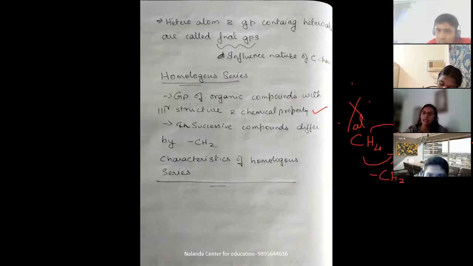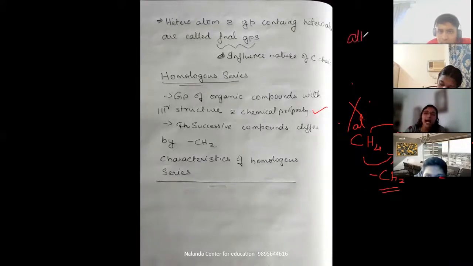From C1 it became C2, so 1 carbon has increased. From C2 it became C3, so 1 carbon has increased. From H6 it became H8, so 2 hydrogens have increased. So between every pair, there will be an increase of 1 carbon and 2 hydrogen.